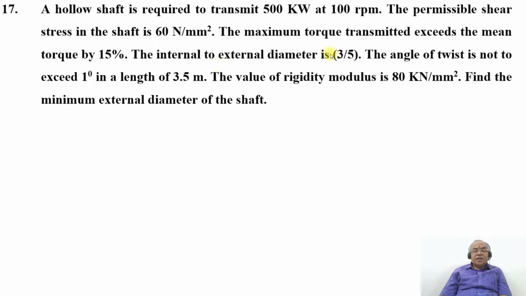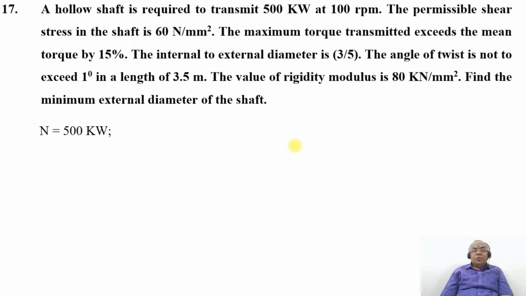The internal to external diameter is 3/5. The angle of twist is not to exceed 1 degree in a length of 3.5 meters. The value of rigidity modulus is 80 kilonewton per mm square. Find the minimum external diameter of the shaft. So this is the problem which is given. So we will try to analyze the data now.